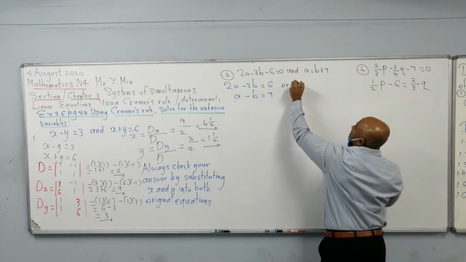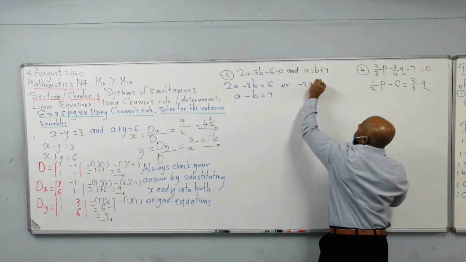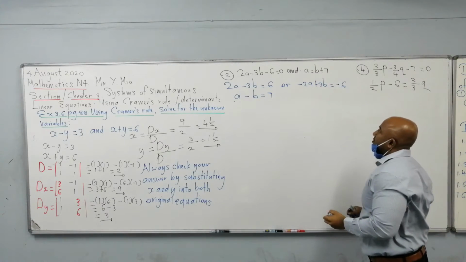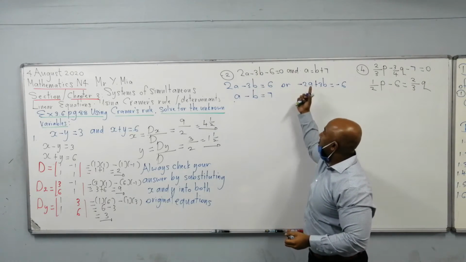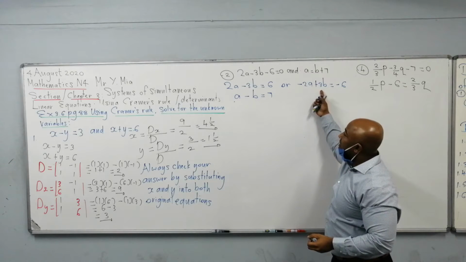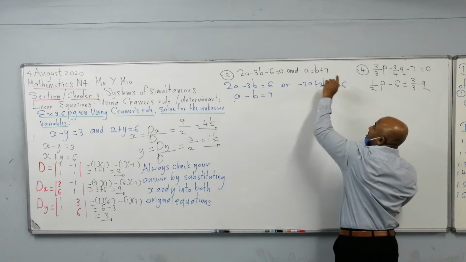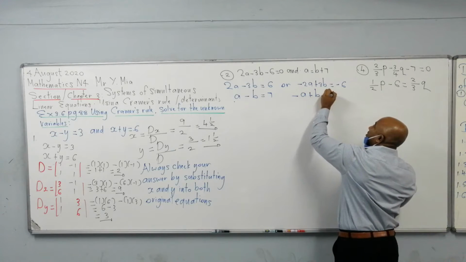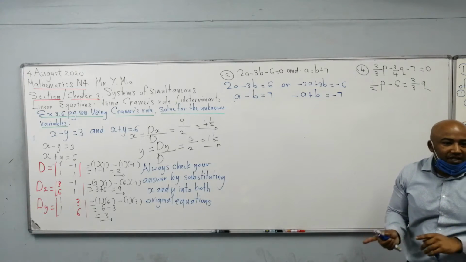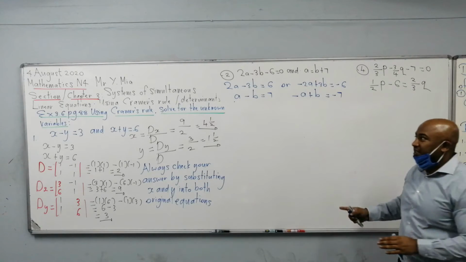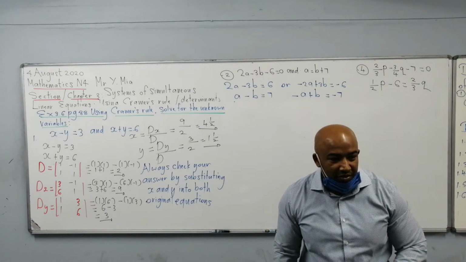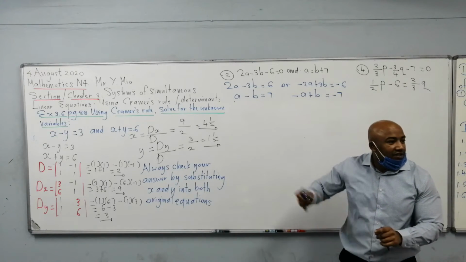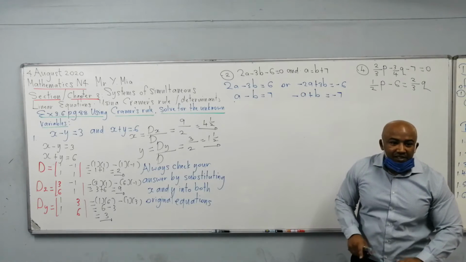Or you could have done it like this. Let's say you took everything to the right. You could have had minus 2a plus 3b is equal to minus 6. That means if you took 2a to the right, it became minus 2a. Minus 3b to the right became plus 3b. You could have taken this to the right, it would have become minus a plus b is equal to minus 7. It depends on what you're doing. It's either you're taking everything to the left or everything to the right. The final answer will still be the same. There's nothing wrong with taking something to the right. So it's up to you. It's just that the signs will be a bit different in the working out, but the final answer must be the same.